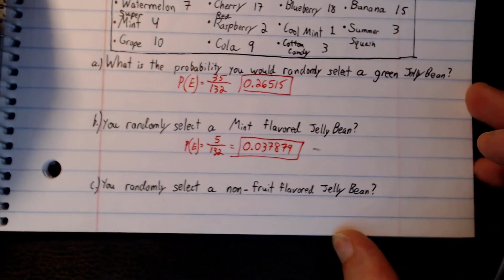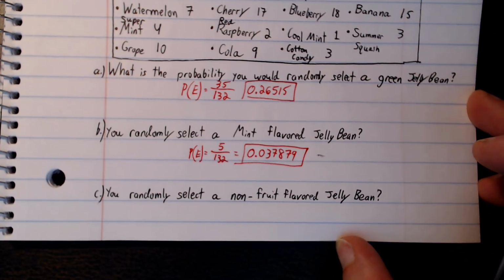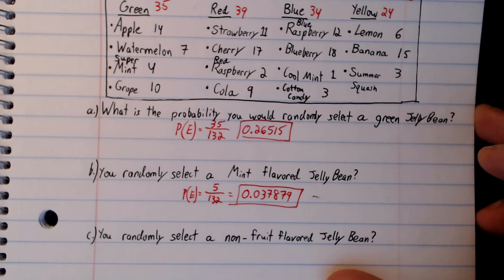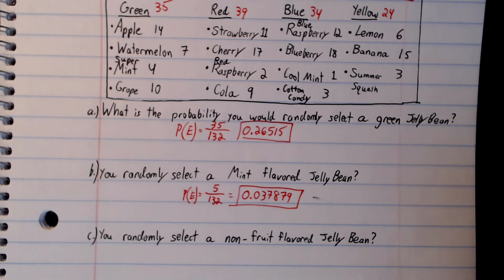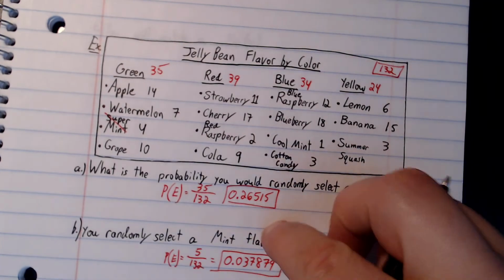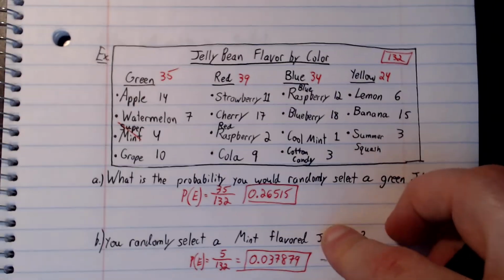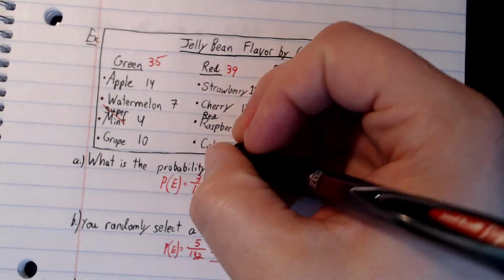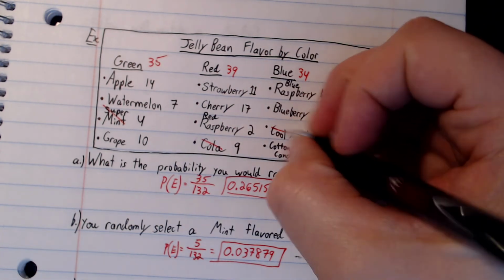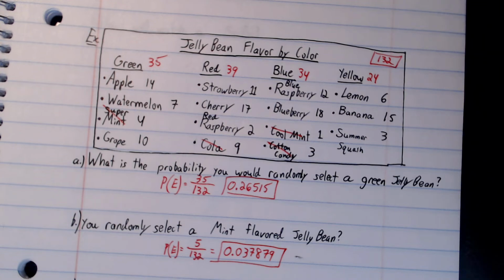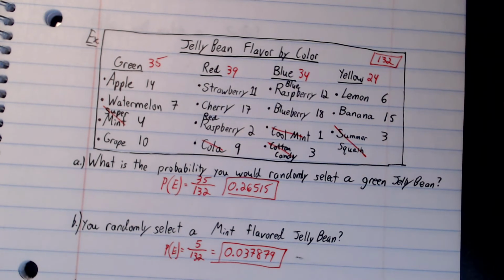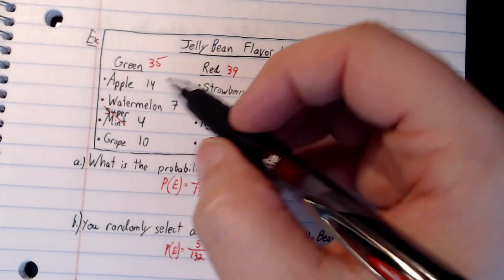Got one more question here. It says if you randomly select a non-fruit flavored jelly bean. Non-fruit flavored. Alright, so let's go through here. Mint is not fruit. Strawberry, cherry, red raspberry, cola is not fruit. Blue raspberry, blueberry, cool mint, and cotton candy, those are not fruit. Lemon, banana, and summer squash, not fruit. So we've got to add up all these numbers.